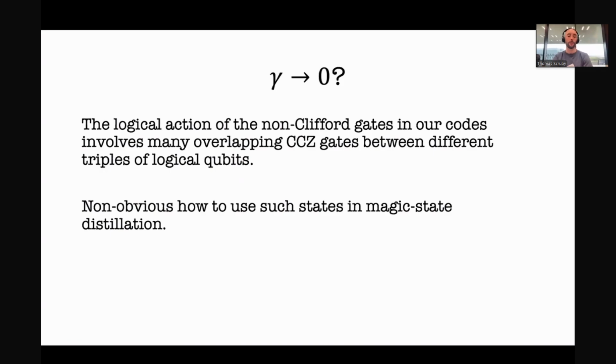The other caveat that I need to mention is that what you will get when you do this gate is a non-Clifford operation acting on a linear number of logical qubits. But practically what you get, in our case at least, is that the operation performed is some big mess of many, many overlapping CCZ gates. How you should use such a state in a magic state distillation procedure, or how well it can be turned into some disjoint set of CCZ states or something like this, is not really obvious, at least at the moment.